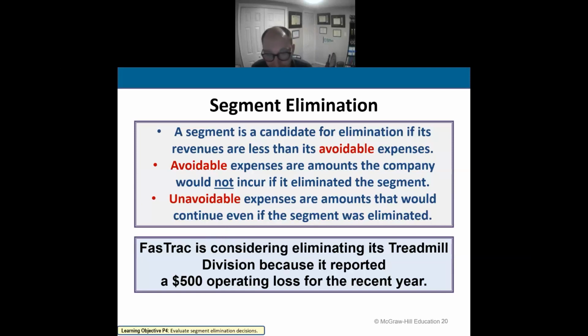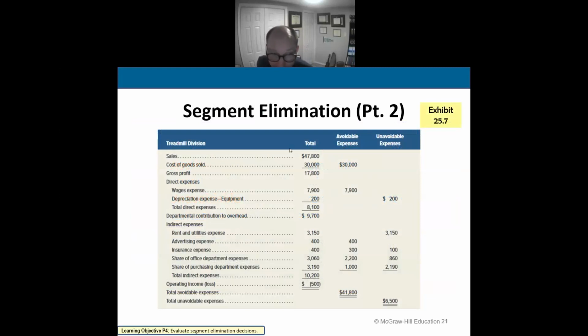So let's say our company, in addition to making wiper blades, we also make treadmills. Okay. But our treadmills aren't doing well. They're not selling as well. Who knows? People don't like to run, I guess. We have an operating loss of $500 last year in our treadmill sales. That's not good. We have a $500 loss for that segment.